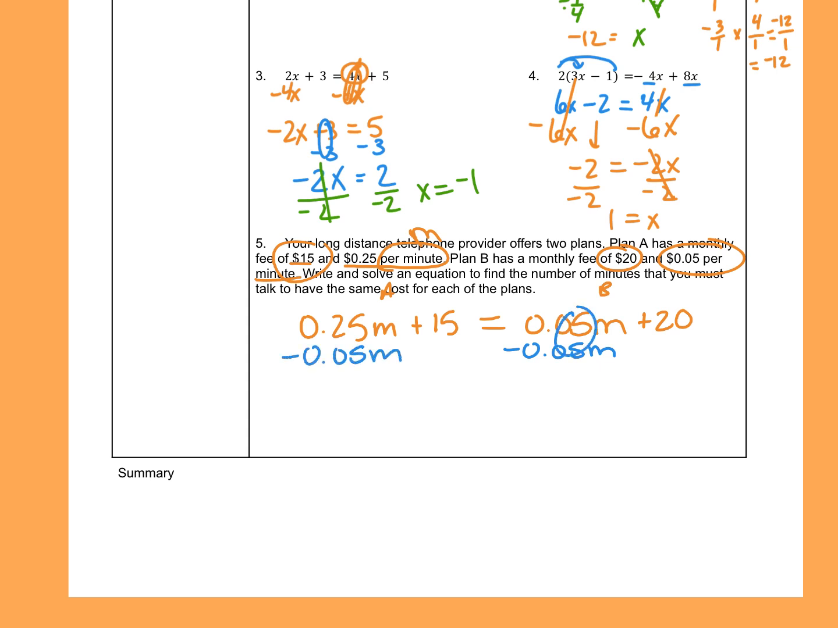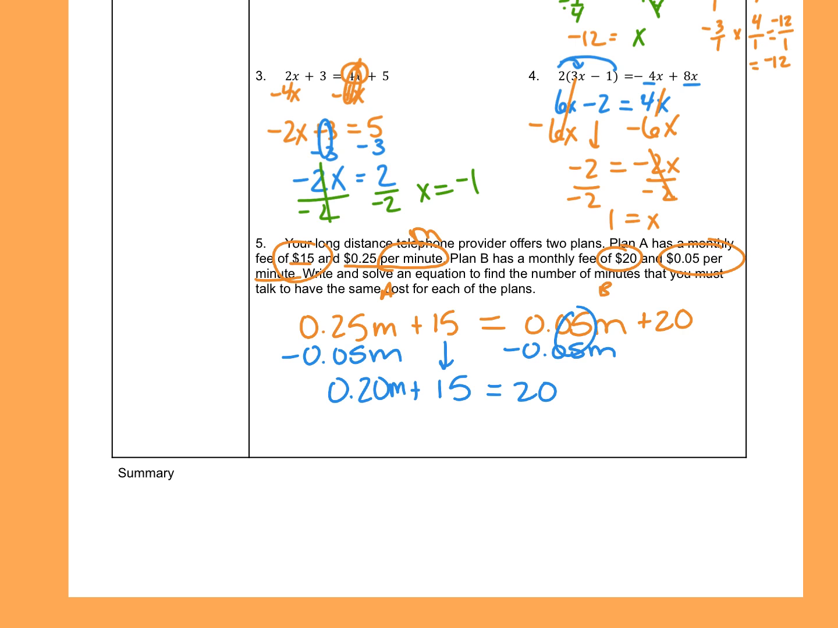This makes 0, so it cancels. So I just have that 20 left over there. I'm going to drop down that 15. And then I have that 0.25 minus 0.05, and that is going to give us 0.2 or 0.20, depending on which way you like better. And now I just got a regular two-step equation I'm going to solve.